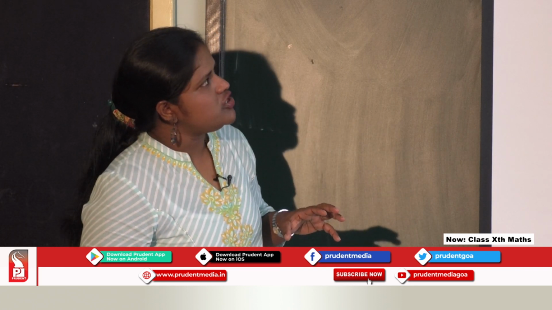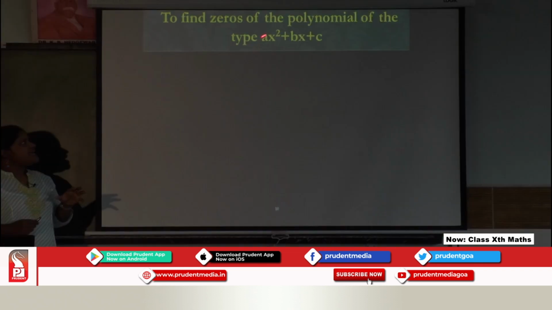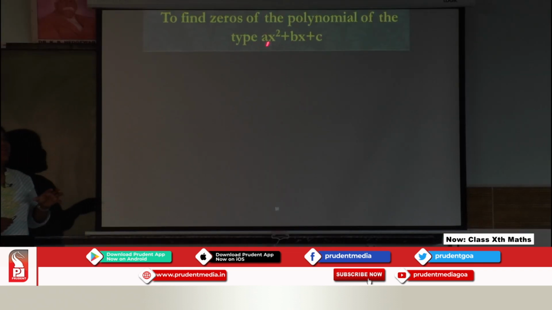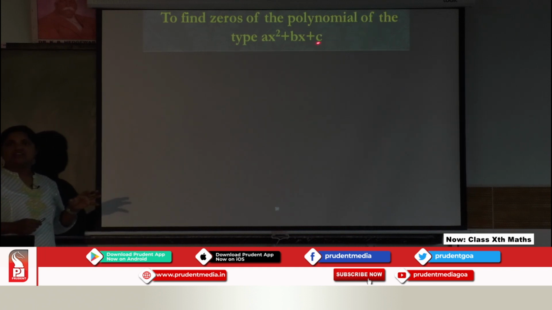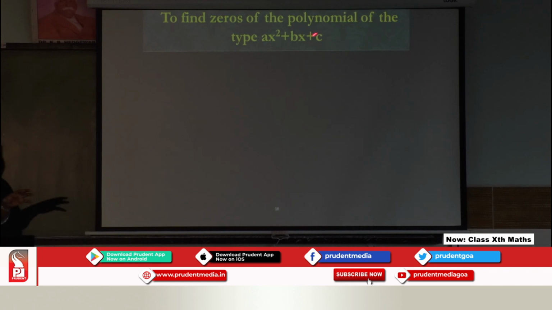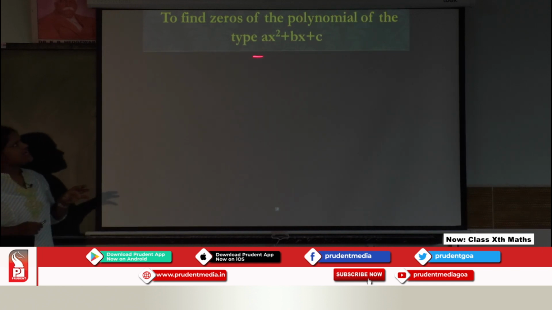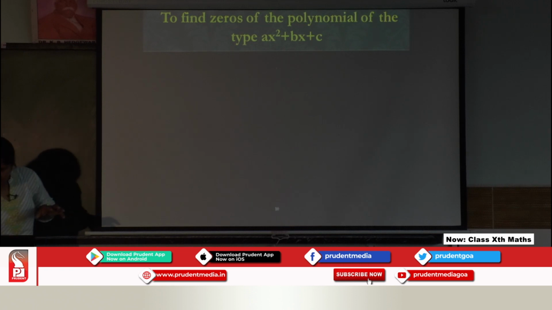So a quadratic polynomial in general form is ax square plus bx plus c, where a cannot be equal to 0. Now here there are 3 terms. So we will study for all the 3 terms, then next we will study for the first and second term, and last we will study for the first and last term. So let us have a look at the first type.